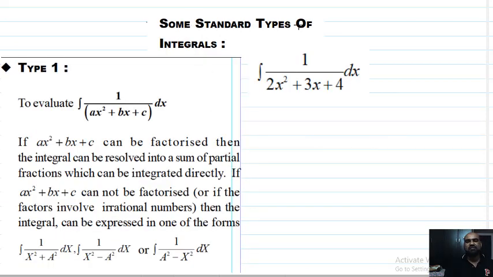Some standard types of integrals: almost 80% of the integration concept is completed, and these remaining 20% are the important, difficult ones.